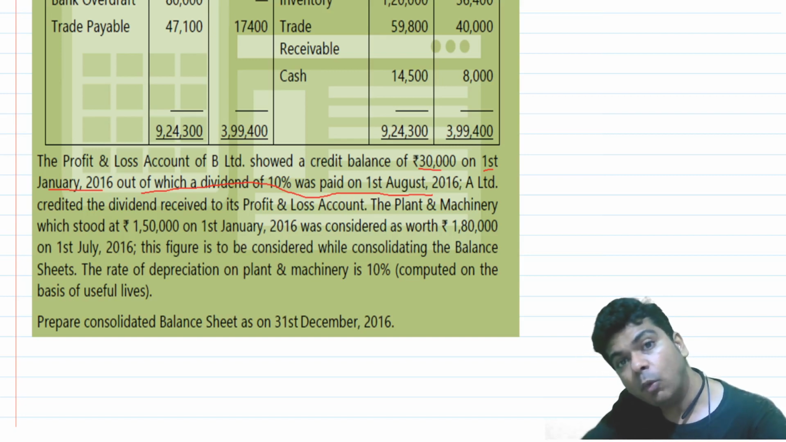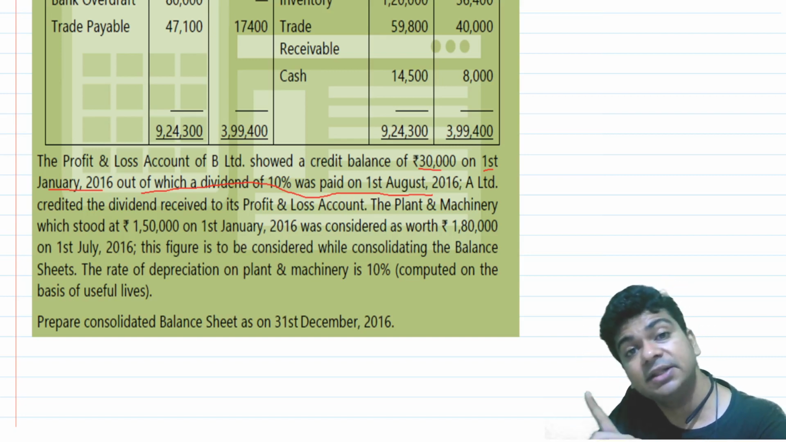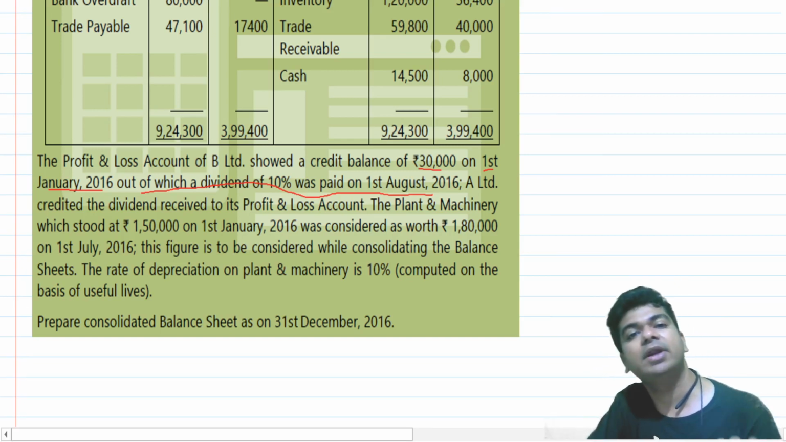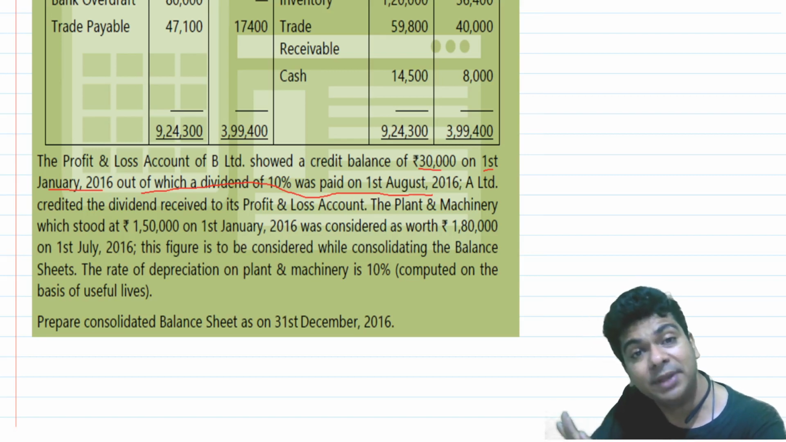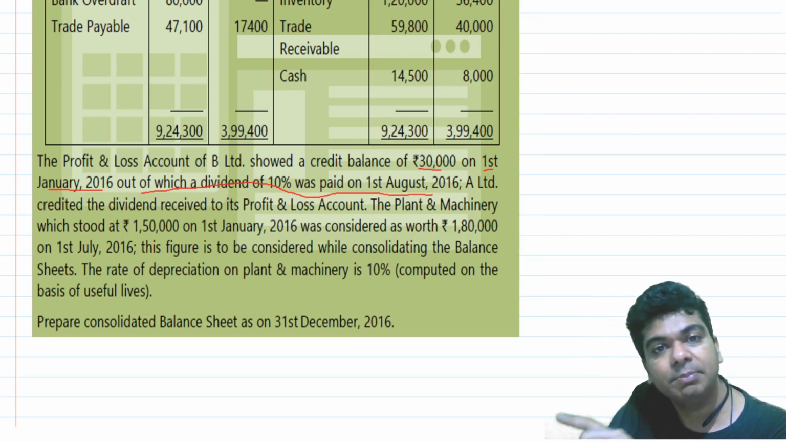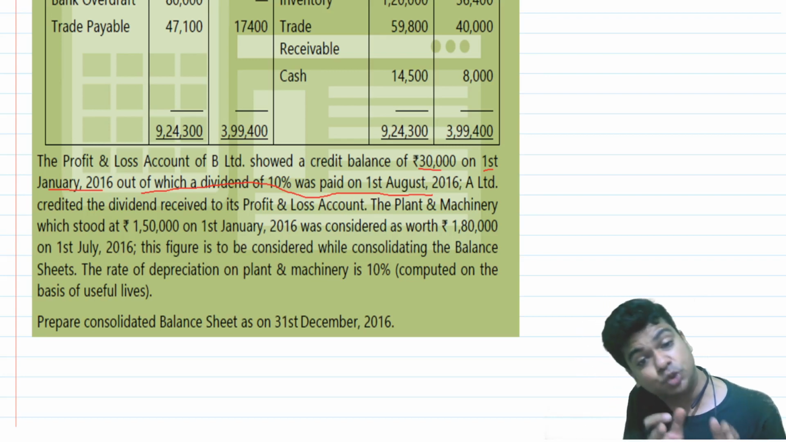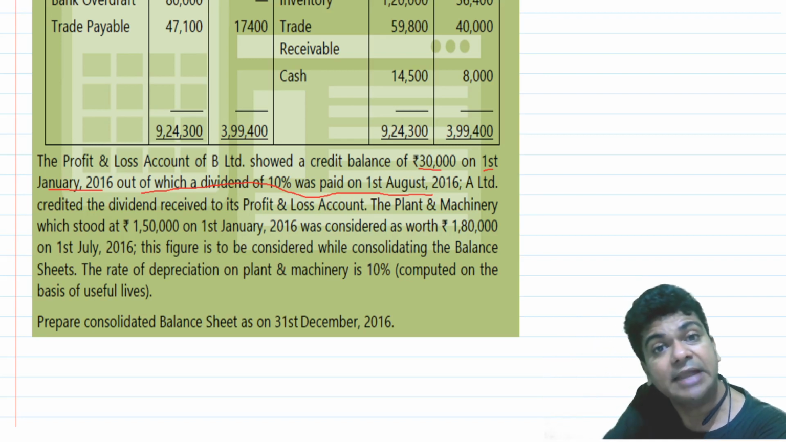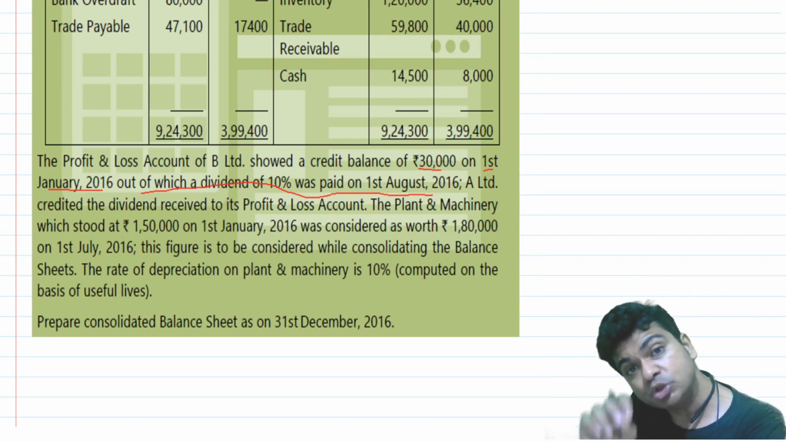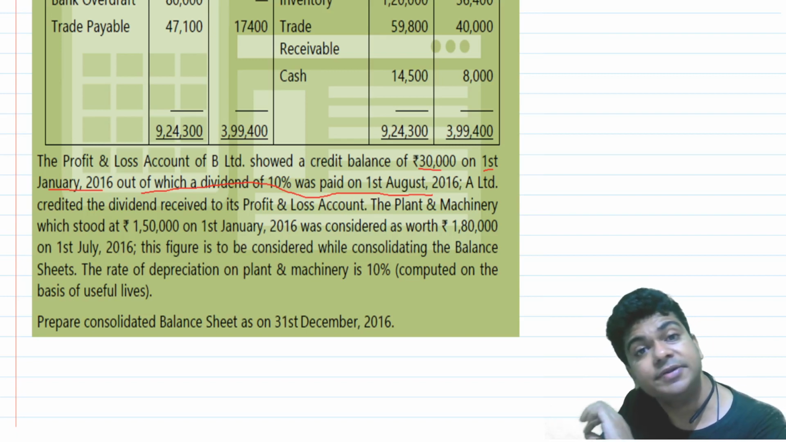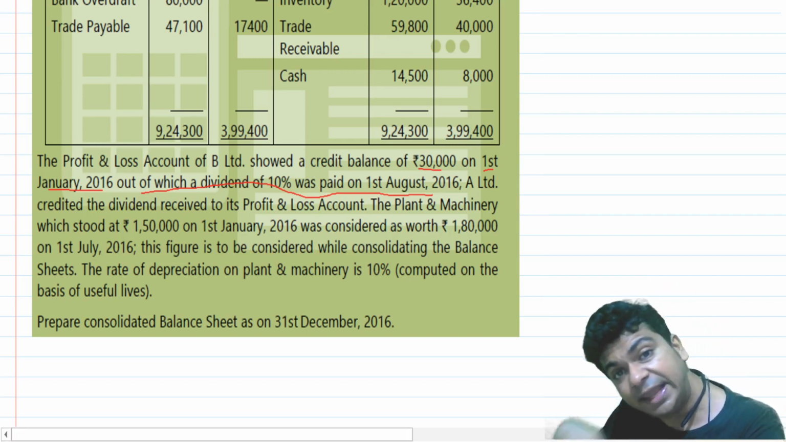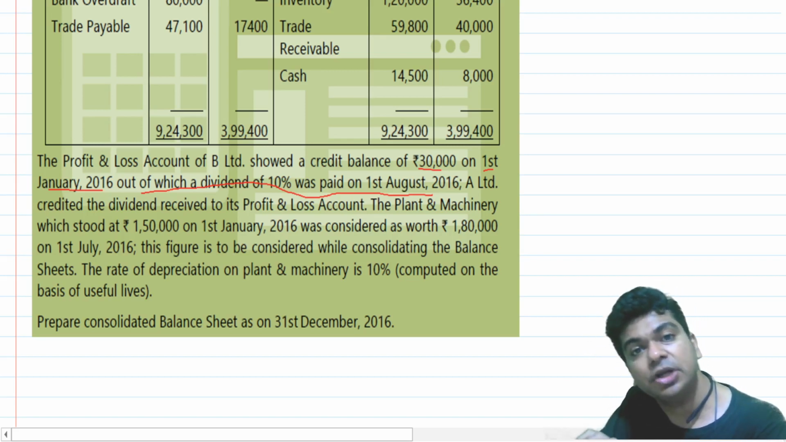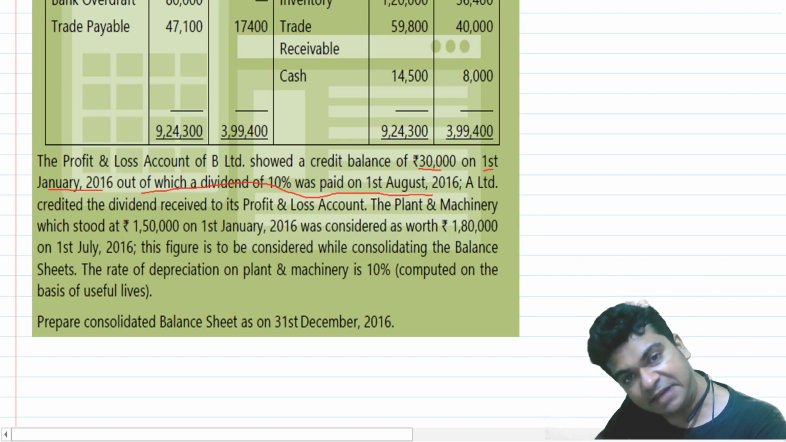But remember, once you are receiving dividend, accounting standard 13 will kick in. Accounting standard 13 says that you receiving dividend does not mean it's an income and you credit it to your P&L. No. If the dividend is for the period before you acquired the shares, which is so over here, if the opening balance of the P&L is utilized for payment of dividend, that means this dividend is of the previous year. So on 1st August 2016, you are receiving dividend for the year 2015. This dividend is for pre-acquisition period. Pre-acquisition dividend should be credited to investment account.